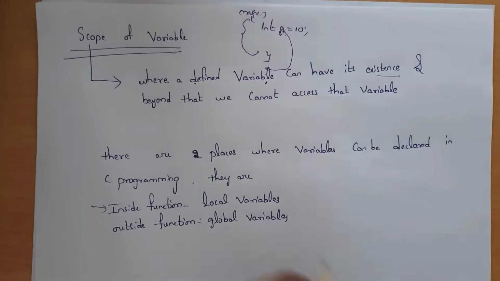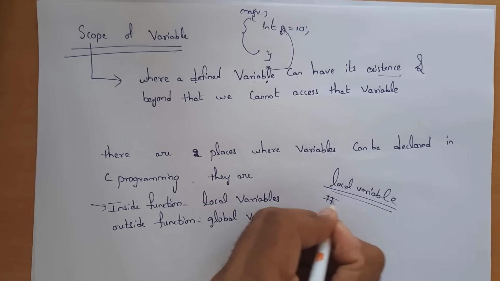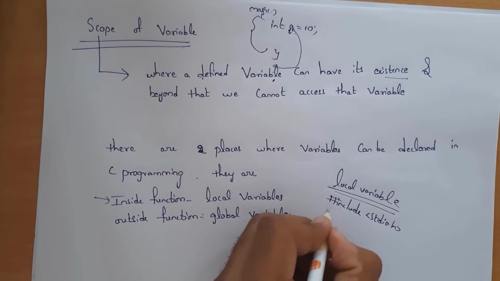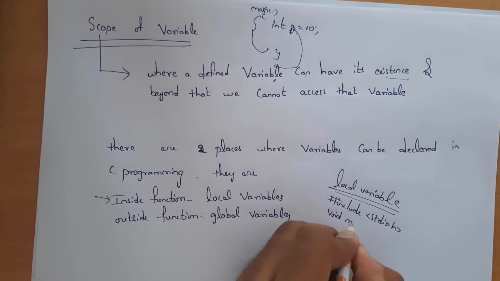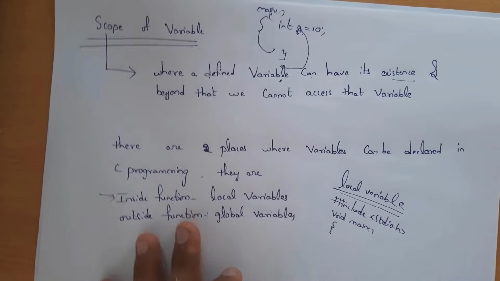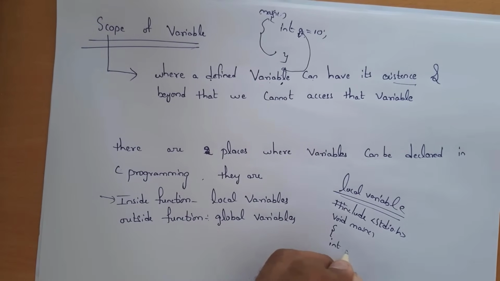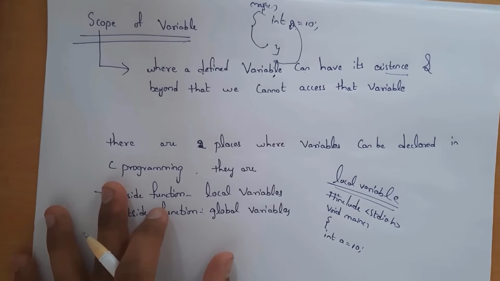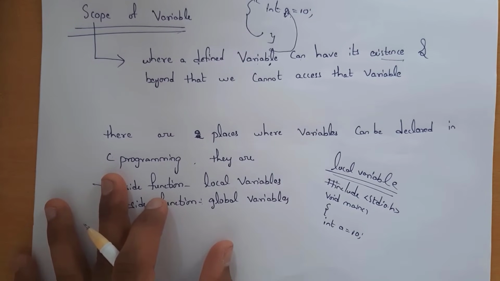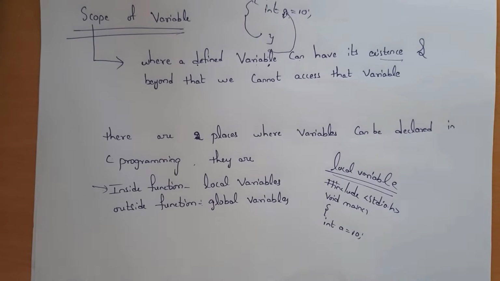I will give an example of a local variable. At first you need to write #include <stdio.h>. After that, void main; this is the main function which I am taking. Inside the main function I am declaring a variable, that is int a = 10. I gave the variable name as a, value as 10, and data type as int. Now I want to print the value 10. For that purpose we need to use printf.